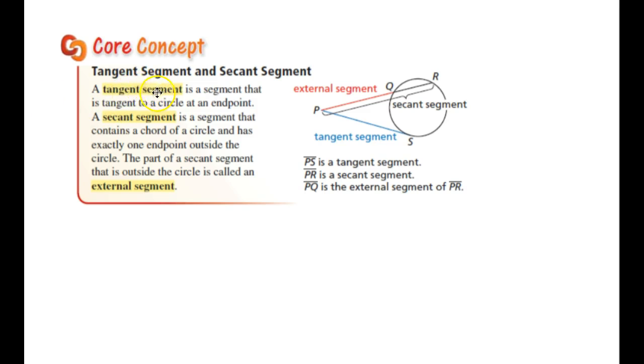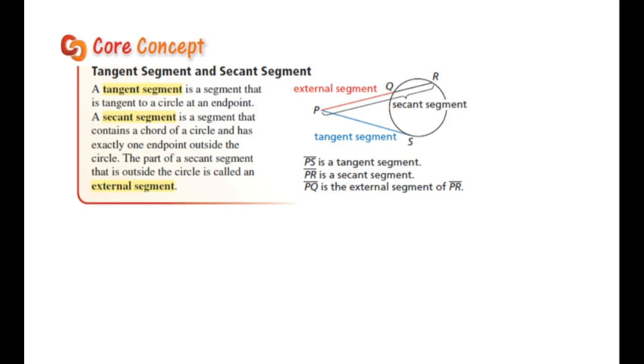So now here's our big core concept. A tangent segment is a segment that is tangent to a circle at an endpoint. So here's a tangent segment. It goes to that point, the point where it's tangent to the circle. A secant segment is a segment where my secant goes through the circle and has two pieces to it. It has an external segment, the part that's outside the circle, and the internal part, which is inside. So I'm dealing with two different pieces of this secant segment.